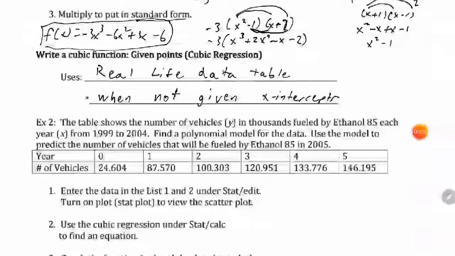So now we're going to write a cubic function given points. So this is called cubic regression, and we're going to use a graphing calculator to do it. I think I finally found an app that'll work, hopefully. But let's look at an example.